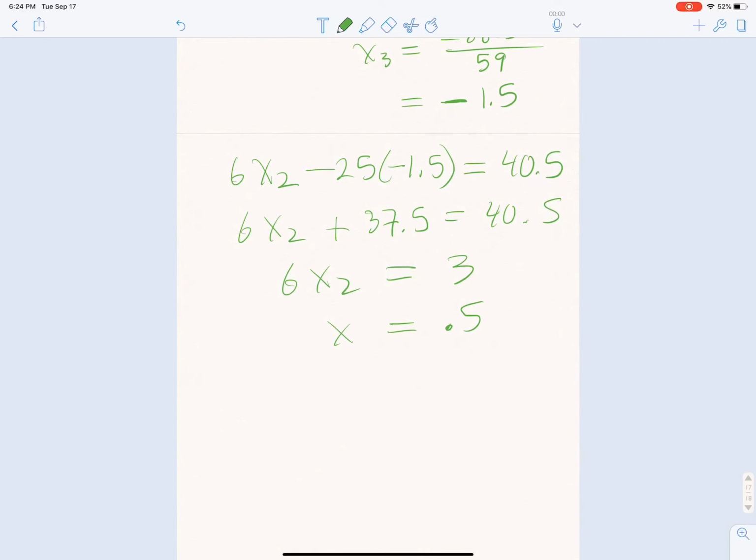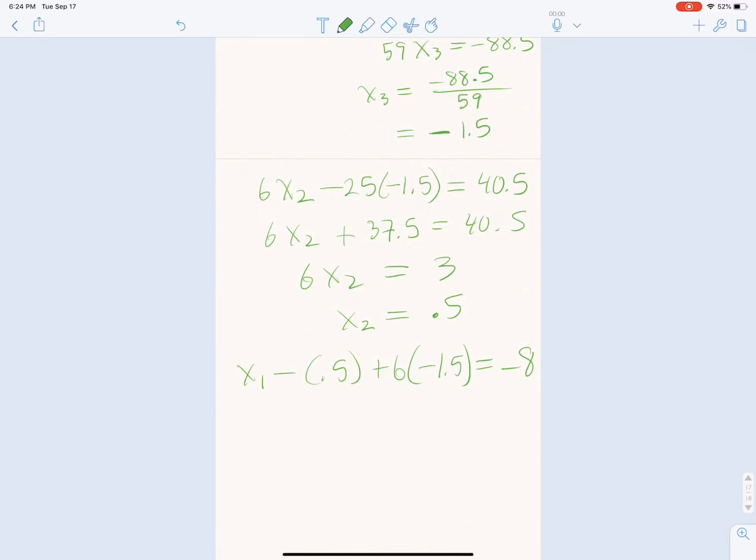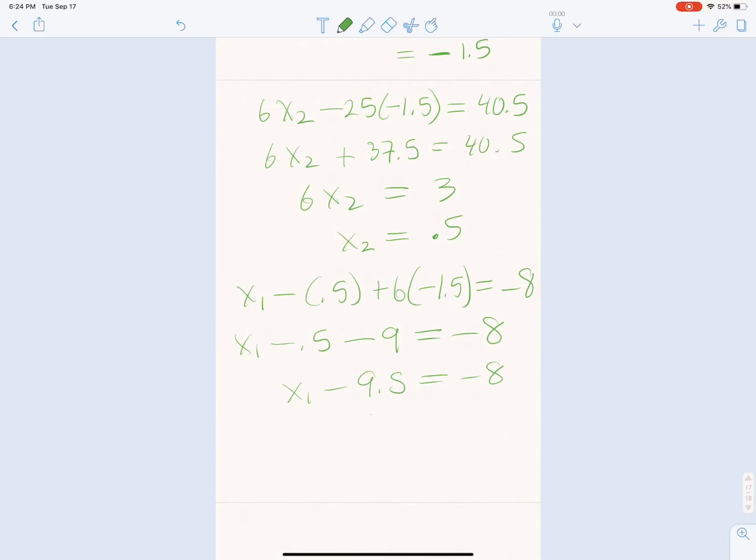And then to get x1, we use the top equation. So x1 minus x2, which is 0.5, plus 6 times x3, which is -1.5, has to equal -8. So then it's just a bunch of work, right? x1 minus 0.5, minus 9 equals -8. So then what do you get here? x1 minus 9.5 equals -8. So then you get x1 equals what?